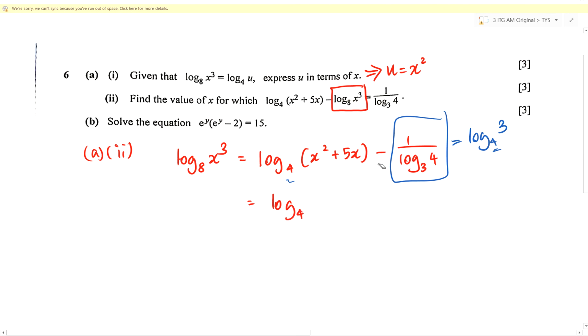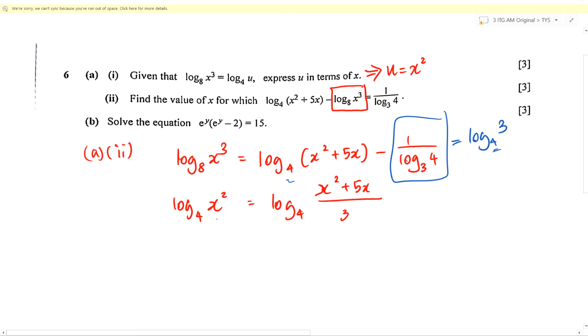Since it is a subtraction, I'll be doing a division: x squared plus 5x over 3. So this is the right hand side of my equation. The left hand side, instead of using log base 8 of x cubed, since we've already found out log base 8 of x cubed is the same as log base 4 of u, but instead of writing u, we found out in part 1 that u is x squared. We should use that. So we have just done a substitution.